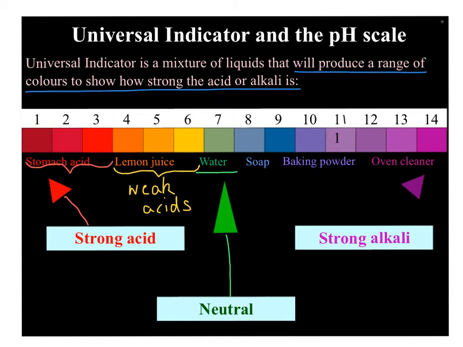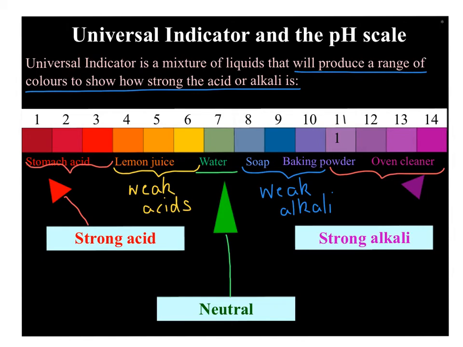Now, when we add universal indicator in and it changes to a bluey colour, we have got a weakly alkaline solution. Now, this would be for samples like soap or baking powder. And again, each shade of blue is associated with a pH number. So pH 8, 9, 10 are all weakly alkaline solutions, but they're getting a little bit stronger from 8 to 10.